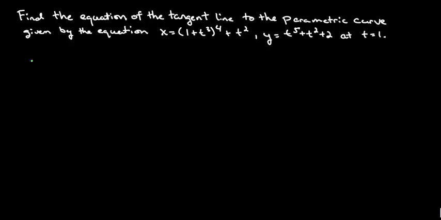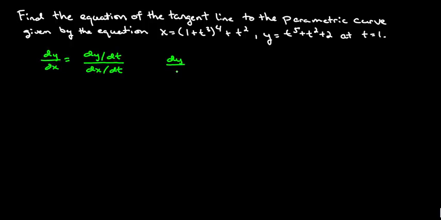So we have the following. We have dy/dx is equal to dy/dt divided by dx/dt. So we need to find each of these separately. So let's go ahead and work on y first.